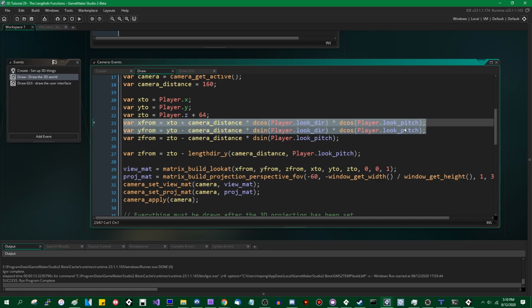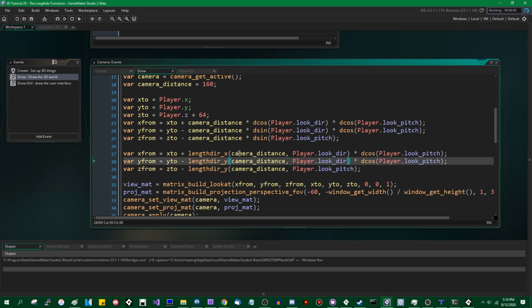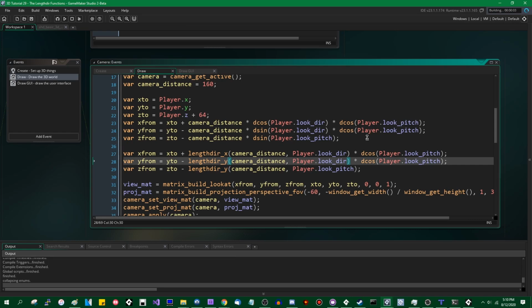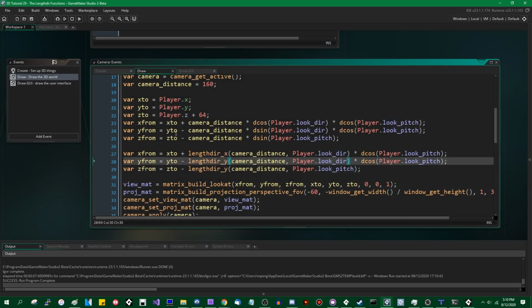Let's see, if you wanted to, you could do those for these functions as well. Instead of camera distance times the cosine of player direction, that would be lengthdir_x of the same value, and down here, that would be the sine. Do we need to flip the negative signs in front of lengthdir_y? I don't remember. Anyway, so sometimes there is a strange bit of confusion. I do need to flip the negative signs.